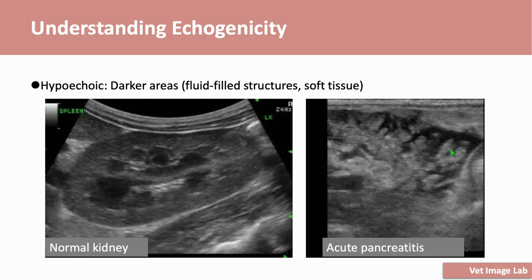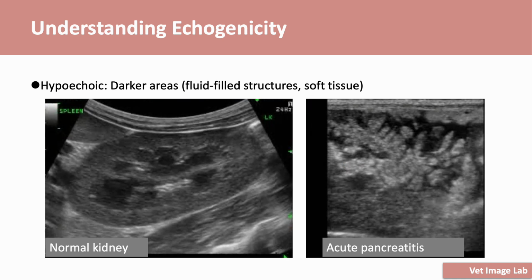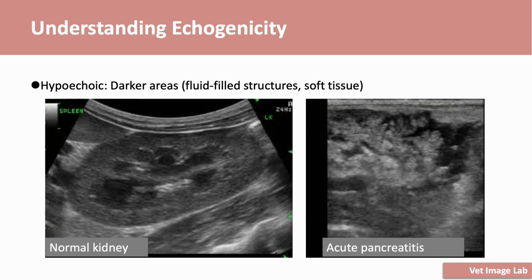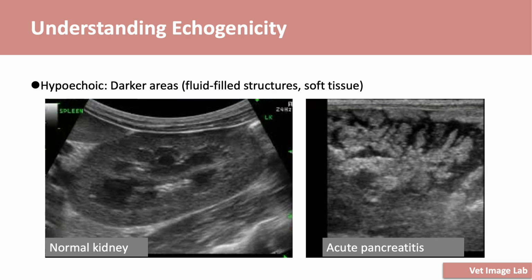On the right, we see a case of acute pancreatitis. In this image, the pancreas appears more hypoechoic than usual, with darker areas scattered throughout the parenchyma. This occurs due to inflammation and edema, which increase fluid content in the tissue, reducing echogenicity.